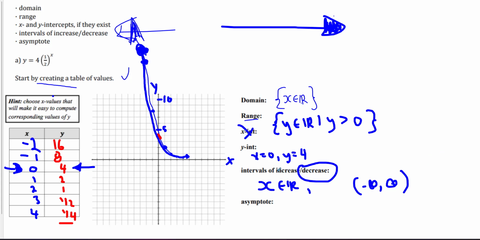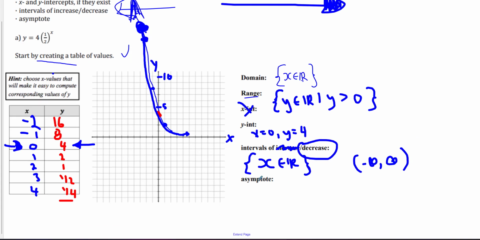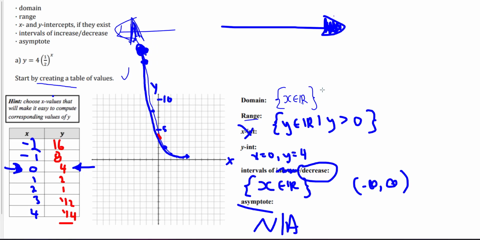There are no intervals of increase for this specific function. The interval of decrease is x ∈ R, meaning all the x values, all the real numbers, or if you want to write it like this, negative infinity to positive infinity, that's fine too. Asymptote, not applicable, there is no vertical line that splits the graph in two. There is no asymptote. And that's the answer.